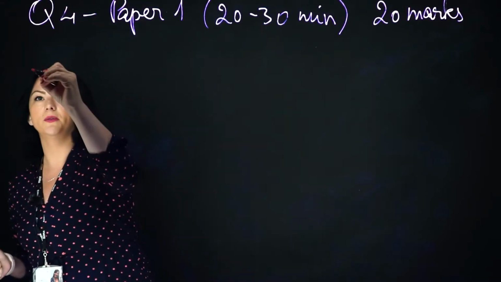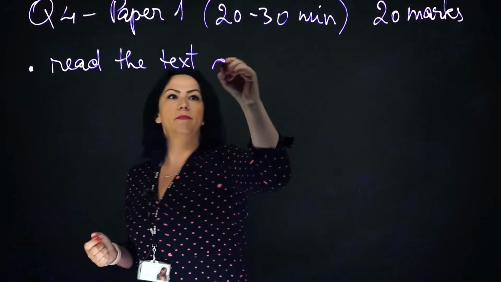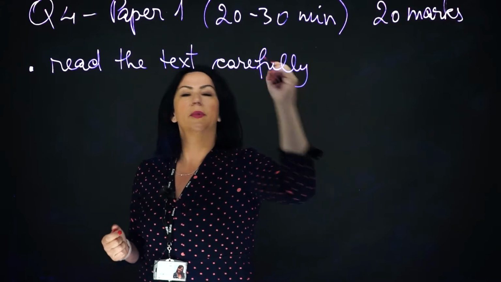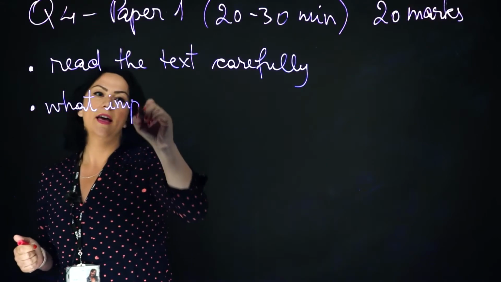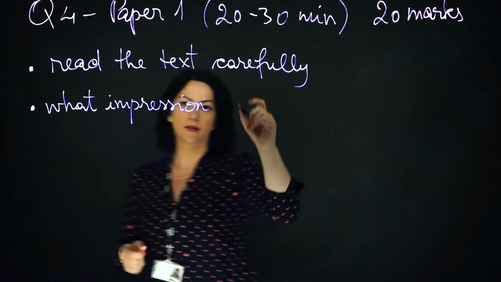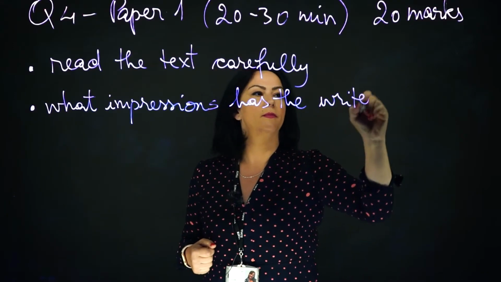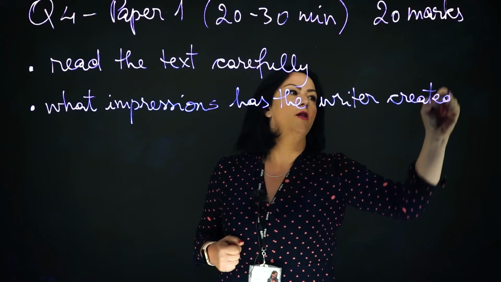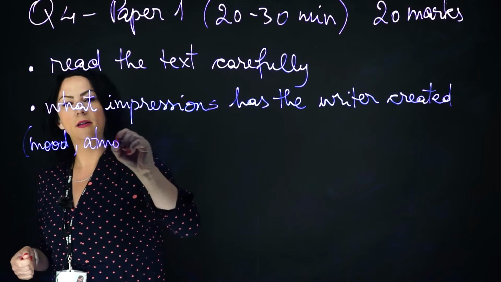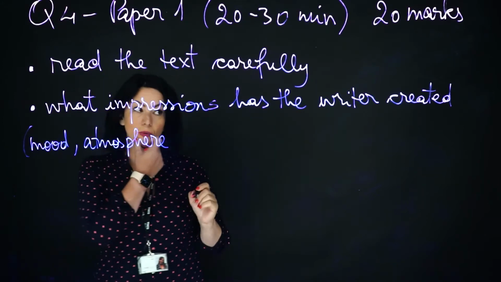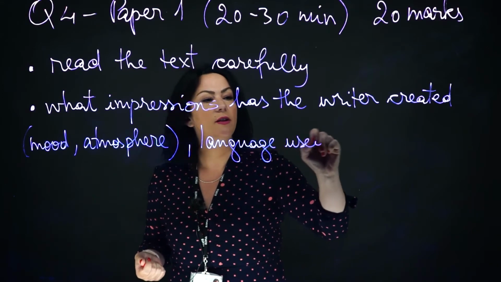So the first thing that you need to do is read the text carefully. And then start thinking, what impressions has the writer created? You may think about the mood that the writer has created, the atmosphere, but also you can think about the language used and the structure of that part of the text.